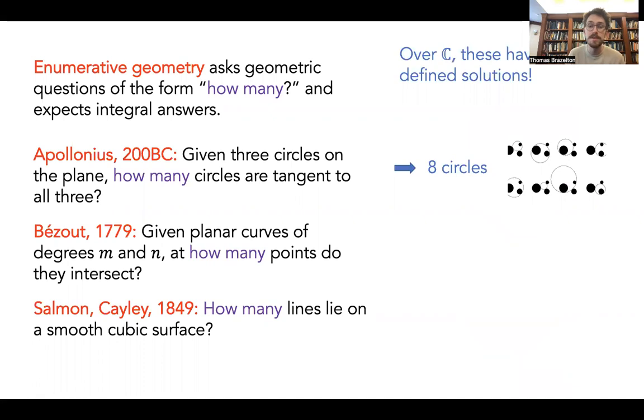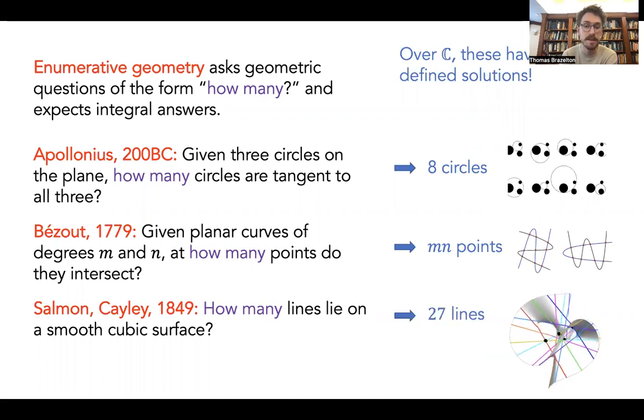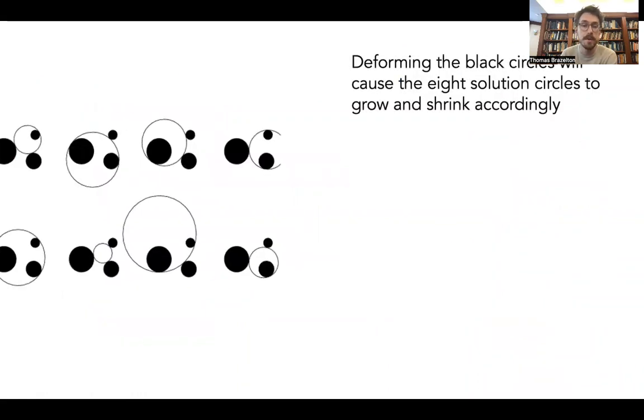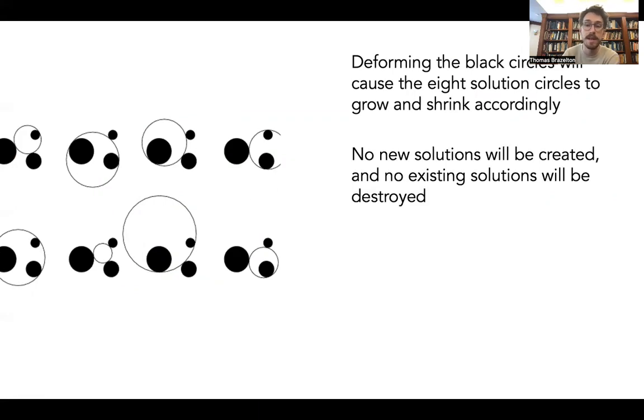And over the complex numbers, all of these questions have well-defined solutions. There are 8 circles tangent to any 3. There are m times n points of intersection, counted with multiplicity. This is Bézout's theorem. And there are 27 lines on a smooth cubic surface. So if we zoom into this Apollonius problem, we note that if I deform the black circles, then these 8 solution circles are going to grow and shrink and translate in order to accommodate tangency to the black circles as they change. But in particular, no new solutions will be created and no existing solutions will be destroyed.